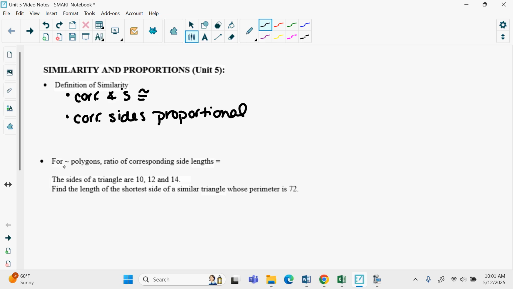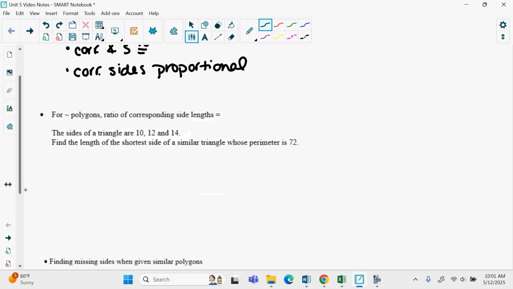But to start off with, if I happen to know that two polygons are similar, then I can use this information. I can say that my sides are proportional, or I can say that my angles are congruent. So for similar polygons, the ratio of corresponding side lengths is equal. That's really the same thing as saying they're proportional. If I make a ratio of corresponding sides, that ratio is going to be the same for any pair of corresponding sides.